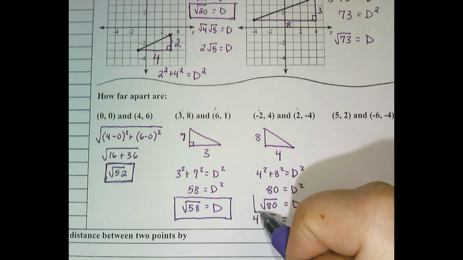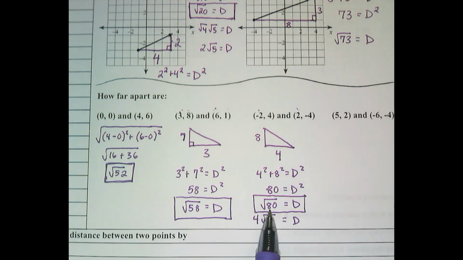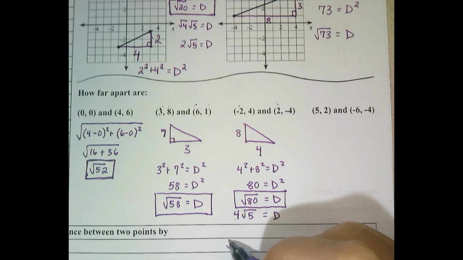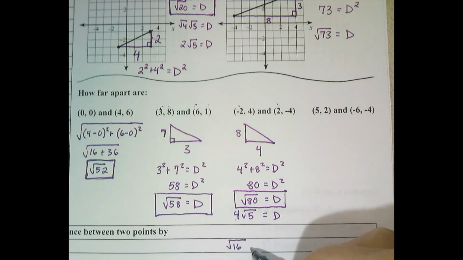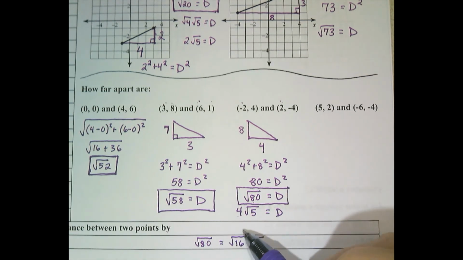if you were to try to simplify the radical, because 80 is 16 times 5, so the square root of 16 is 4, and the square root of 5 is just the square root of 5. So let's write that down here. Root 16 times root 5. So that's how I arrived at that answer, 4 root 5.